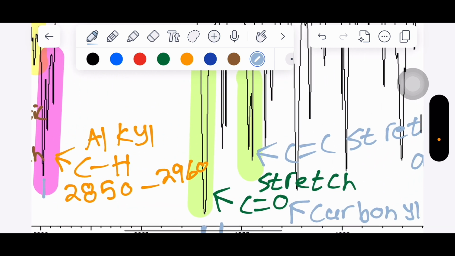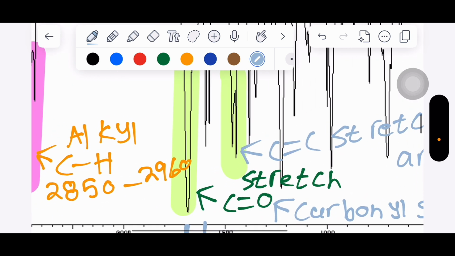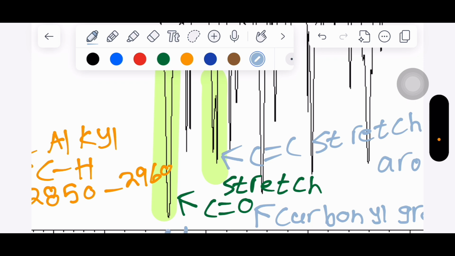But the main focus about this IR as of right now is the ketone. The next major thing that we need to focus on is the carbon double bonded carbon stretching. The peaks in the region between 1600 and 1500 correspond to a carbon double bonded to a carbon stretch in the aromatic ring.